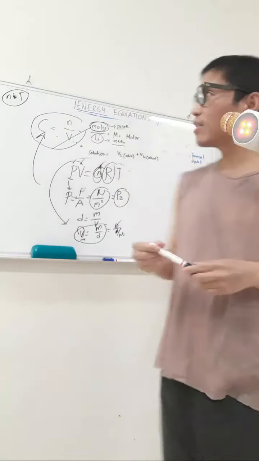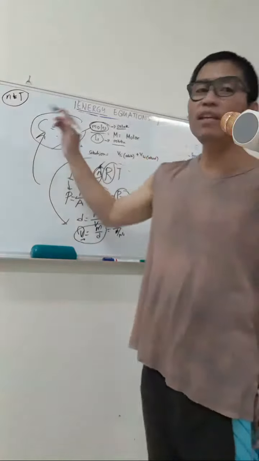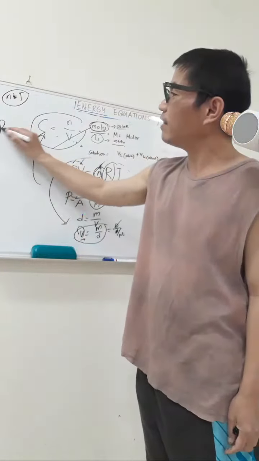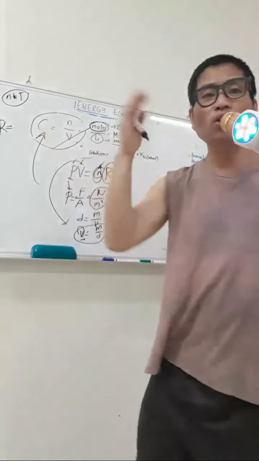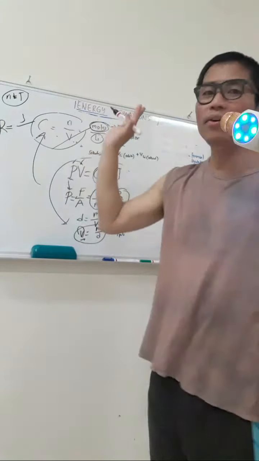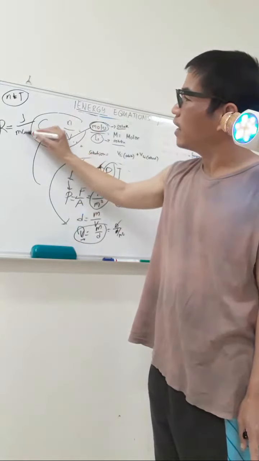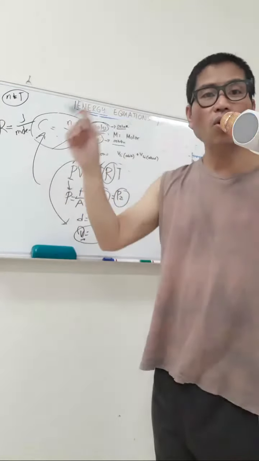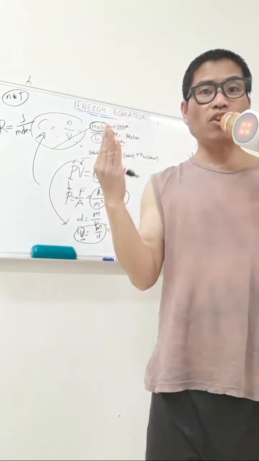So, the universal gas constant, guys, capital R. You should think that it has a unit of energy in the numerator. That's why I told you, joules. The denominator is the number of moles, so mole. Then capital T, temperature.